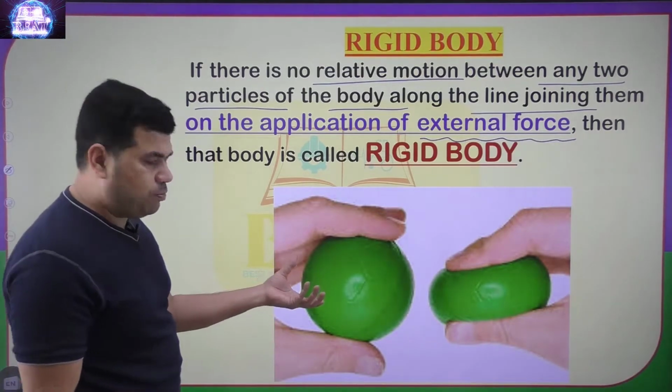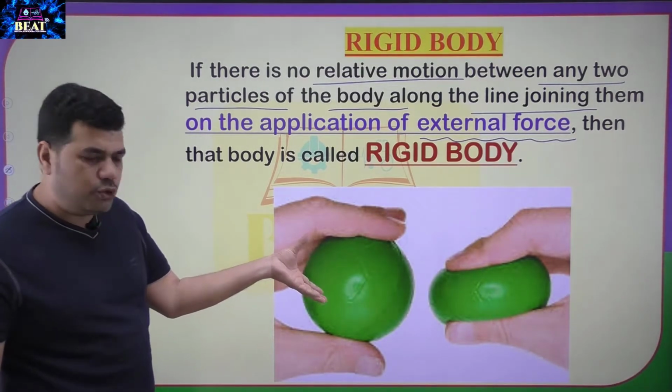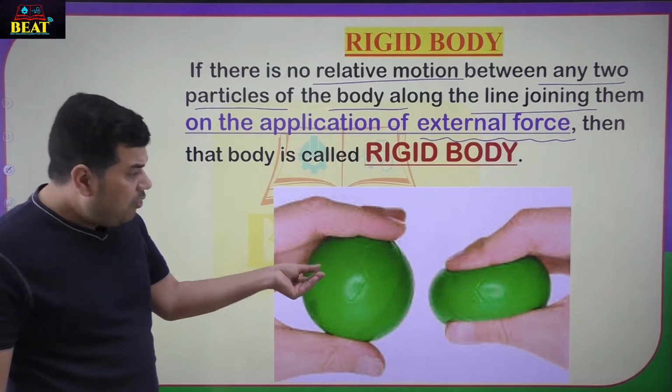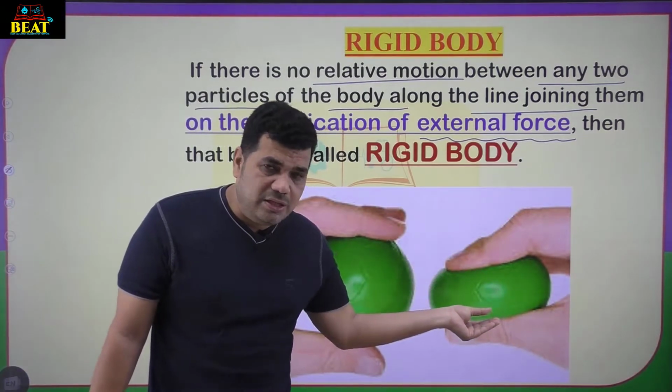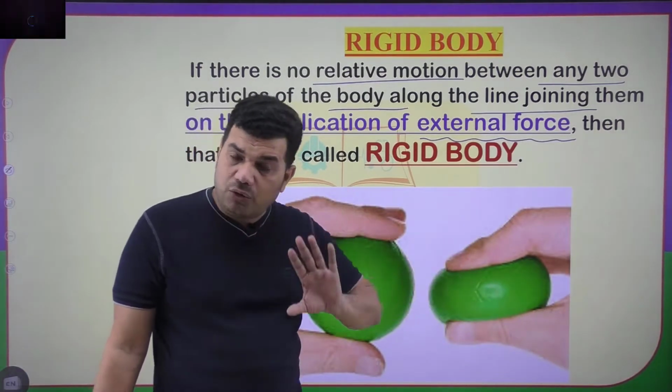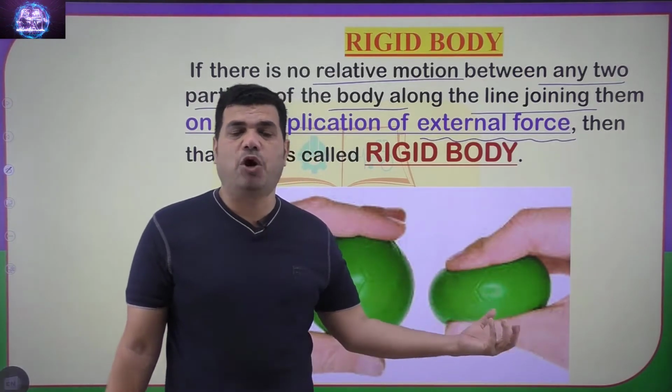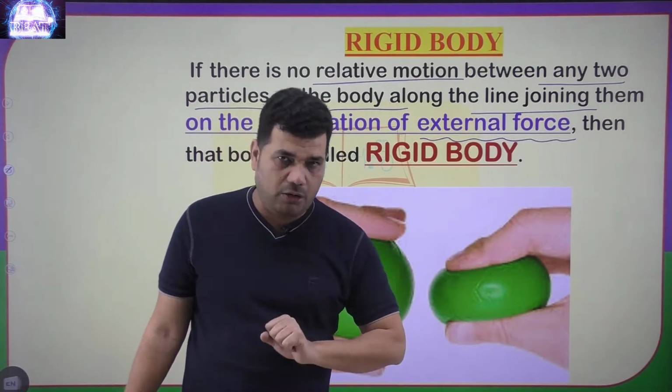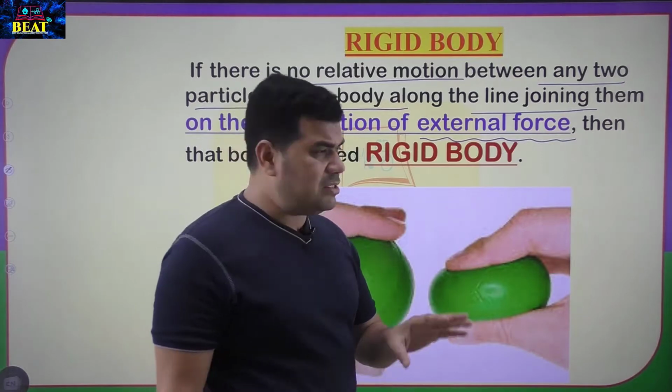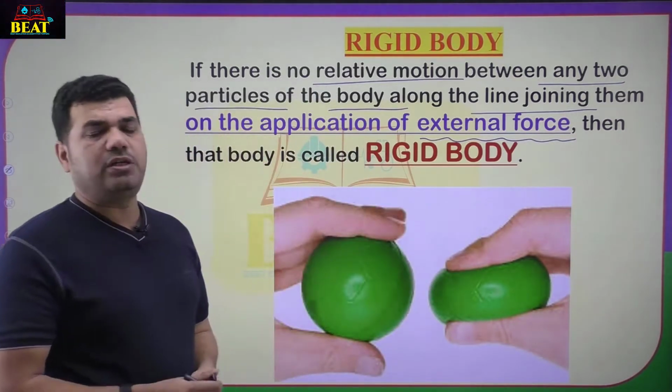Suppose this is a sponge ball and you are trying to just compress it. If it is compressed, then it is not known as the rigid body. This body is known as a soft body or the softer body, right? So this is just the definition of the rigid body.